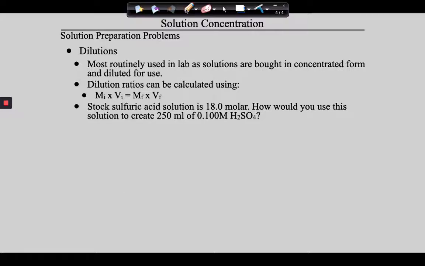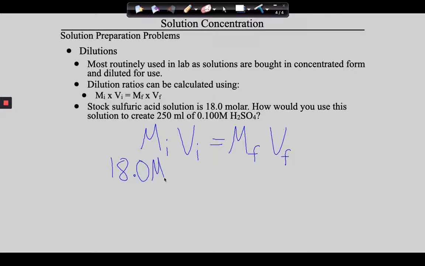So it goes like this. Let's get our equation. MiVi is equal to MfVf. The i's are initial, the f's are final. Let's plug in our numbers. What is the initial molarity of the sulfuric acid? 18 molar. I lovingly call that Satan juice.